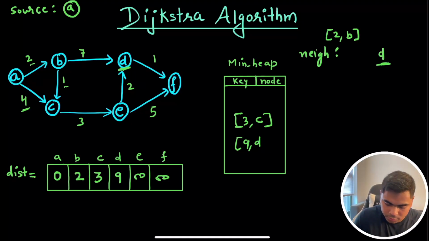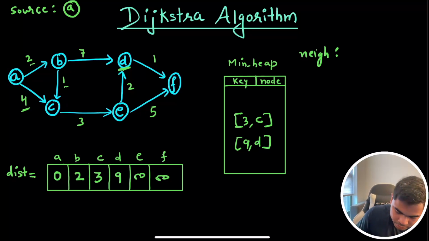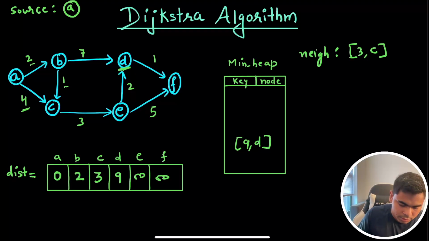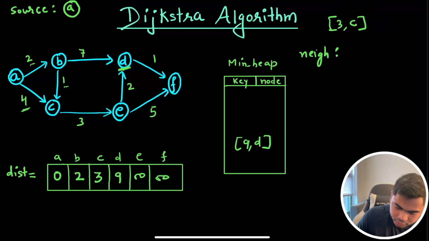Sorry, I should not remove this, maybe just this. So I will pop the minimum element, which is this, and then I will start visiting C. So let's visit C. C has only one neighbor, which is E. So I'll write that down. Now let's see what is the distance of E in my table, which is infinity.